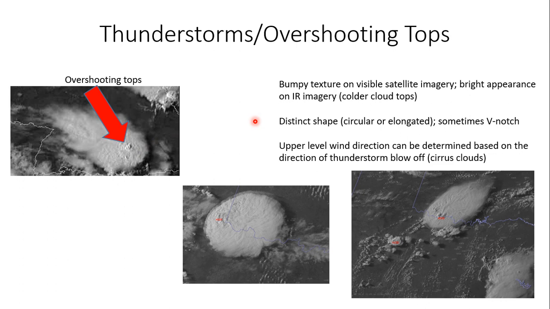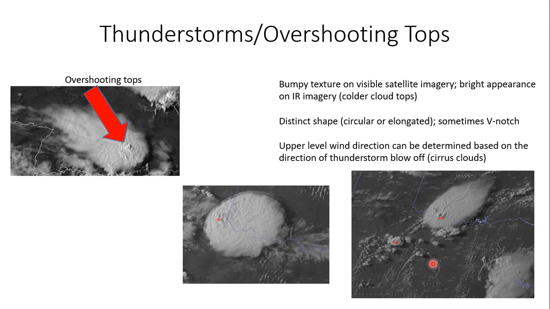So, looking for a bumpy texture on visible satellite imagery, a bright appearance on IR imagery due to the colder cloud temperatures at the tops of the clouds, and distinct shapes. Thunderstorms could take on a circular shape like this, or they could become elongated more like this image in the far bottom right. See how it's stretched out, more elongated?